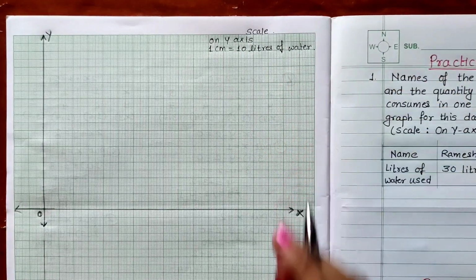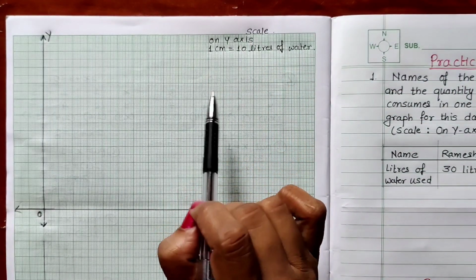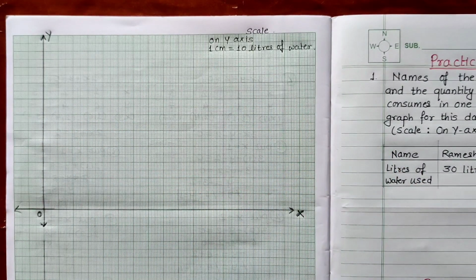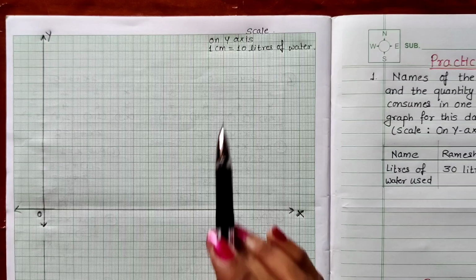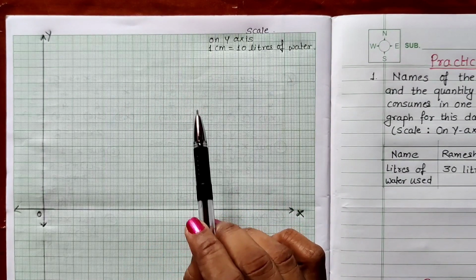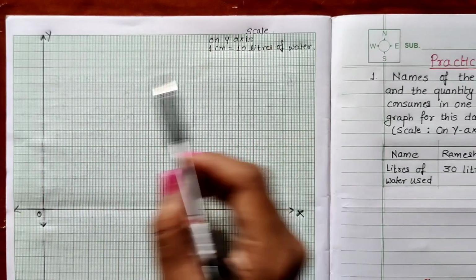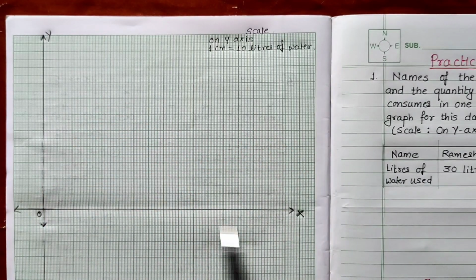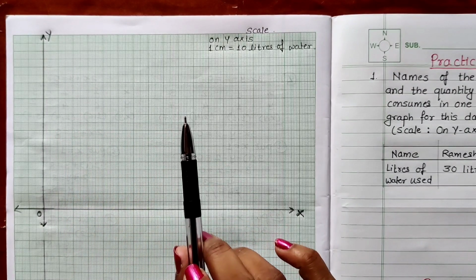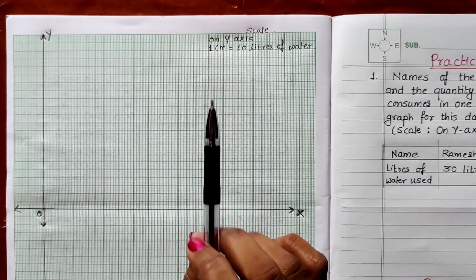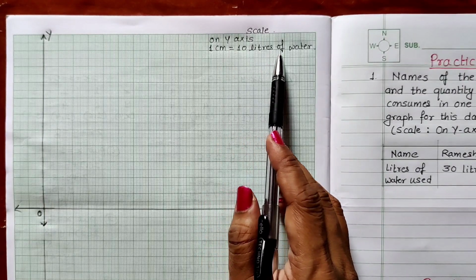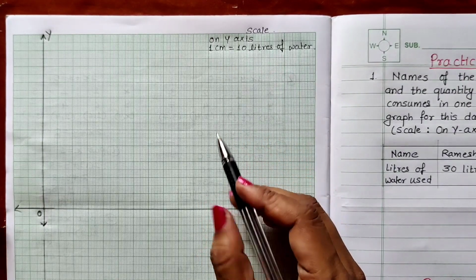Now I am using my pen so that in the video this graph is visible very clearly, but you should not use a pen. You have to use a pencil. Write everything with a pencil, draw these lines, x-axis, y-axis, with a pencil. Do not use a pen. Now what do we have to do? 1 centimeter is equal to 10 liters of water on the y-axis.